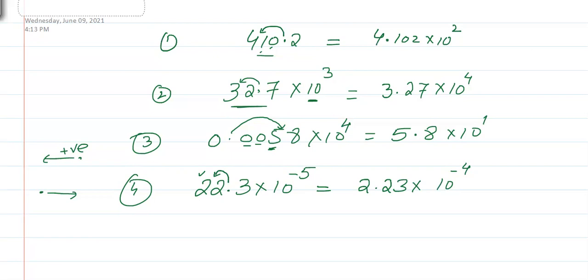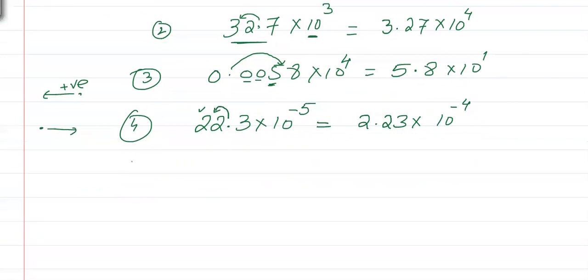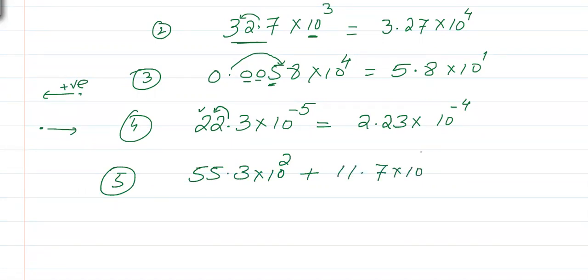Now let me take another example in which we have to write in the standard form: 55.3 into 10 to the power 2, plus 11.7 into 10 to the power 3. It's a little bit more complicated situation.